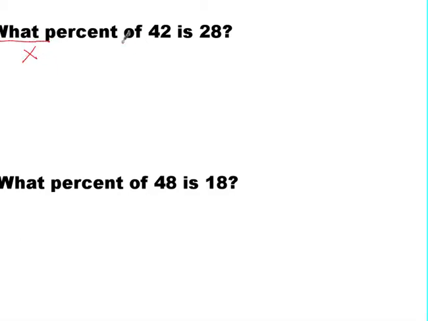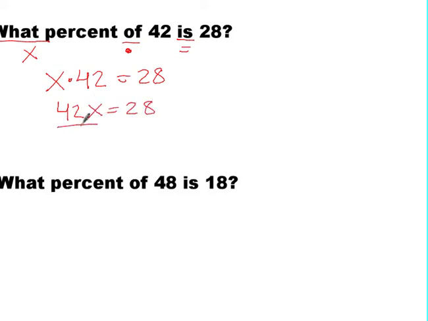X of 42 times 42 is equals 28. So let's put it together. What percent, x, of, times 42, is, equals 28. That gives me 42 times x is 28. Divide both sides by 42, and we get x to be 0.6 repeating.